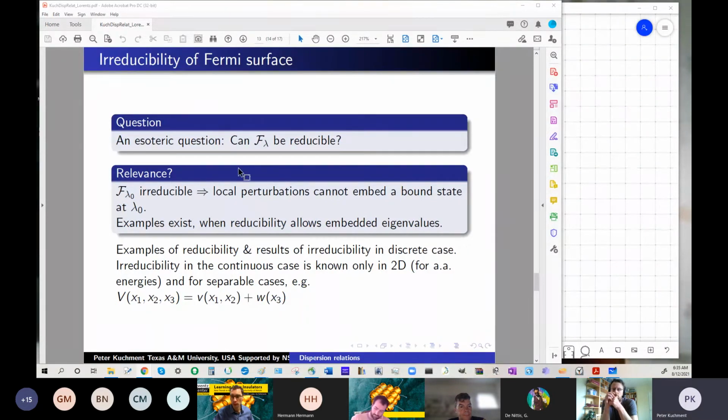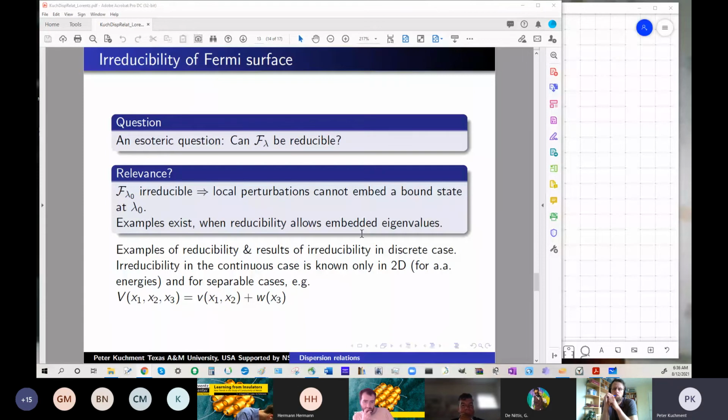Namely, if you know that your Fermi surface at given lambda is irreducible, this means that if you add sufficiently fast decaying perturbation to your operator, an impurity, it cannot embed a bound state at this lambda. It's not if and only if. If it's reducible, I don't think it's true that you necessarily have a way to embed, but there are examples when Fermi surface is reducible and eigenvalues do embed.